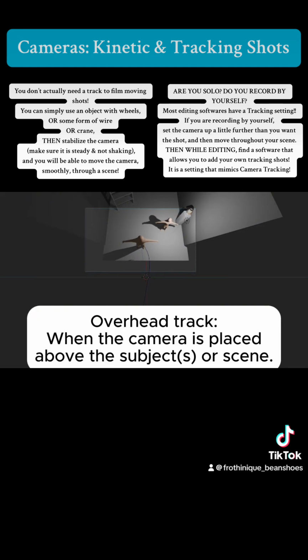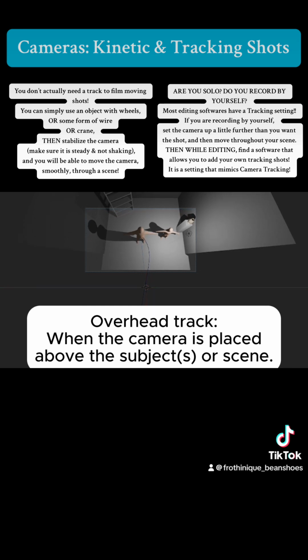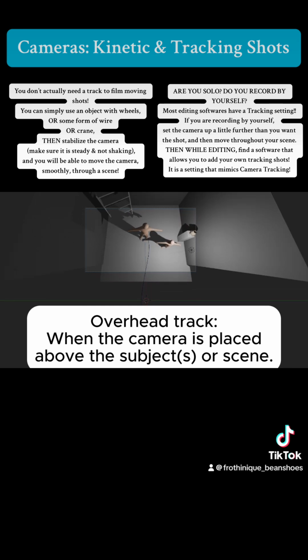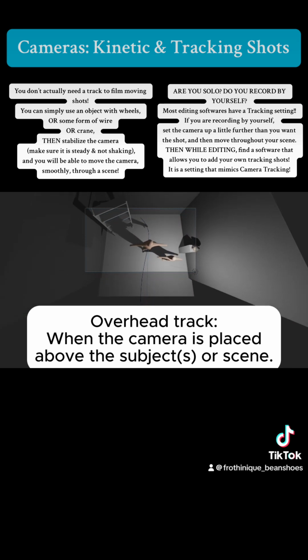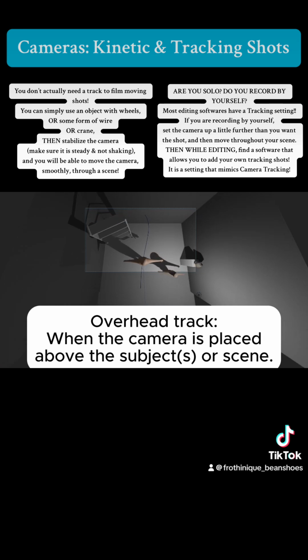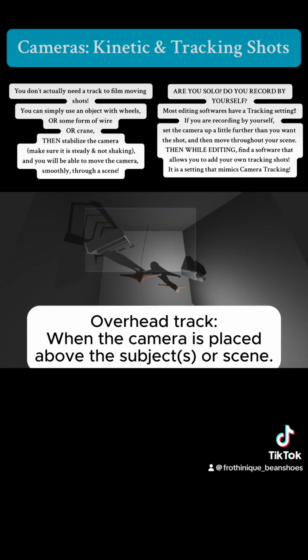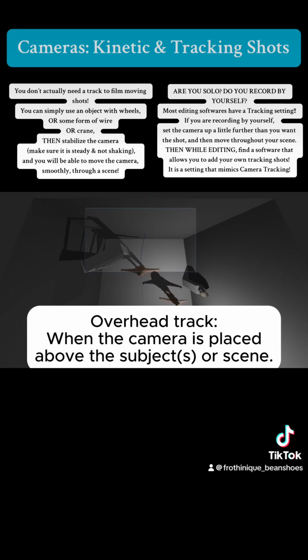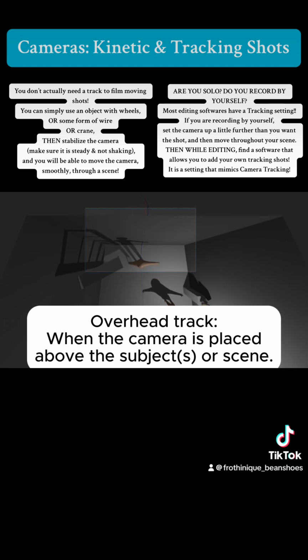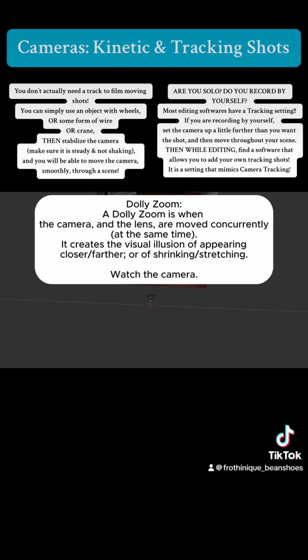An overhead track does not refer to it being over someone's head. It just means when the camera is placed above the subject or the scenes. It's not always done from a bird's eye view, which is required to see the top of a human's head. It can be from the view of someone's eyes looking down at their feet, from like a faucet looking down at a sink drain, just overhead the subject or the scene.